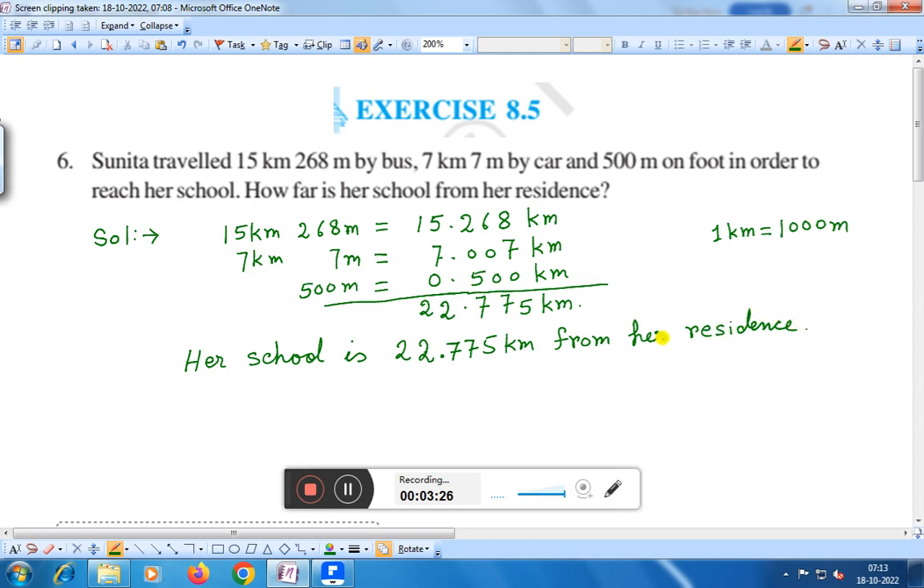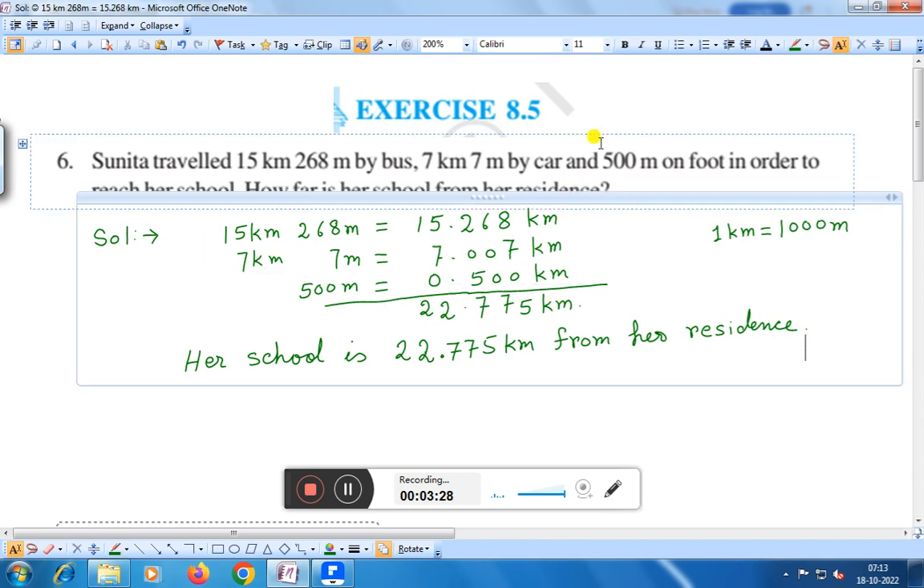What you have to do? You have to convert into the same unit. After that, you have to add the numbers, right? That is 15 km 268 meter means 15.268 kilometer. 7 kilometer 7 meter means 7.007 kilometer, and 500 meter is 0.500 kilometer. After that, you add the numbers and you will get 22.775 kilometer. Therefore, her school is 22.775 kilometer from her residence. This is the solution of question number 6.